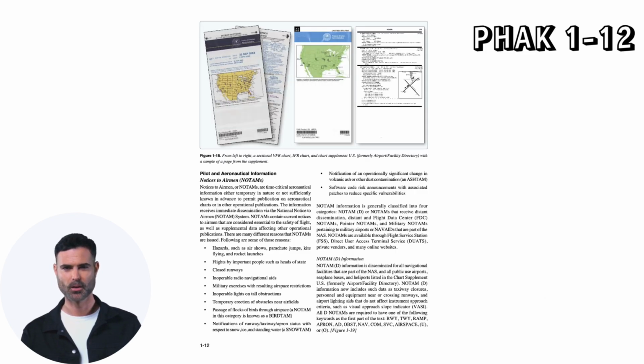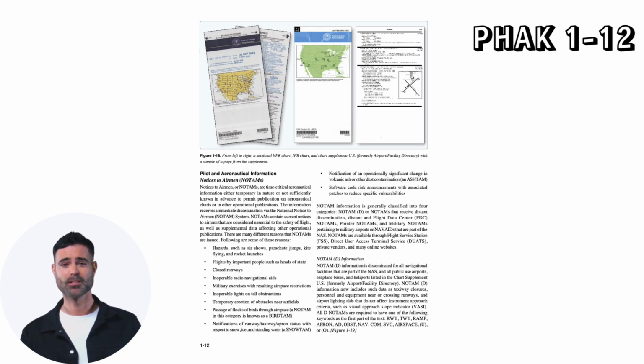Pilot and Aeronautical Information, Notices to Airmen, NOTAMs. Notices to Airmen, or NOTAMs, are time-critical aeronautical information either temporary in nature or not sufficiently known in advance to permit publication on aeronautical charts or in other operational publications. The information receives immediate dissemination via the National Notice to Airmen, NOTAM, system.